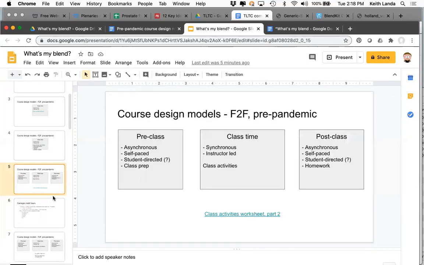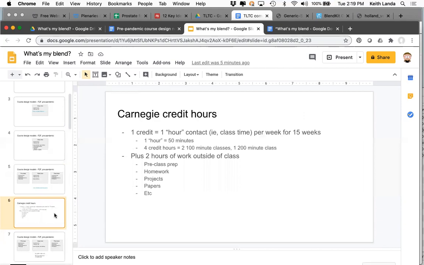This basic model has been around for well over a century or more, structured around the Carnegie Credit Hour. For those of you who aren't necessarily versed in all of this, let me just go through it, because it will be important for some of the conversation we talk about later.